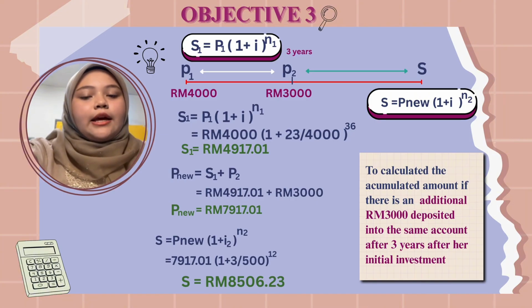Then we calculate the accumulated value for the remaining period using the new principal. We use the formula S equals P new times 1 plus i raised to the power of n2. By substituting the values, the equation becomes S equals 7,917 ringgit and 1 cent times 1 plus 3 over 500 raised to the power of 12. After calculating, the accumulated amount is 8,506 ringgit and 23 cents.